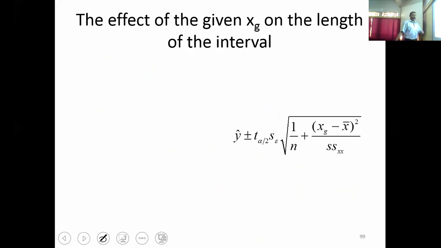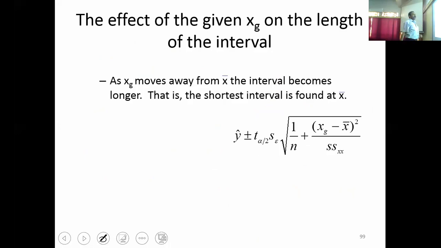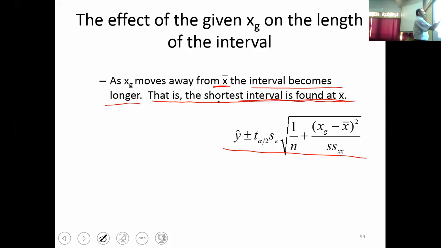Right, now I'm going to show how this confidence interval changes for different x values. Earlier I have shown you some graphical explanation. Now I'm going to show how this is feasible. Right, so this is the formula. At the x bar, or close to the x bar, the interval becomes smaller. So that means the shortest interval you can find is at the x bar.